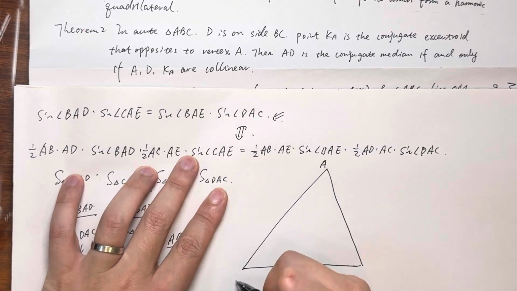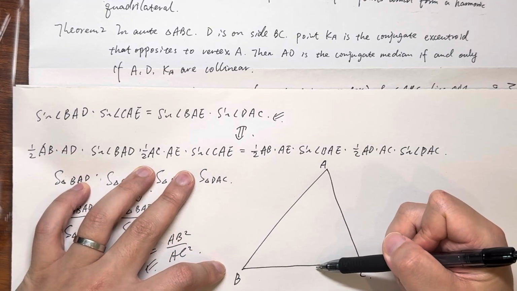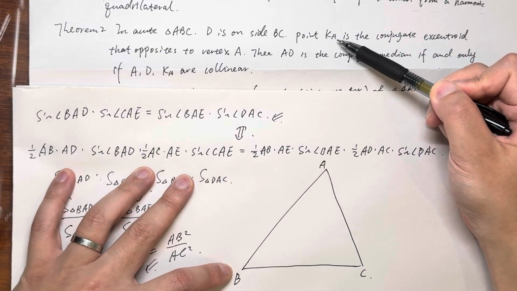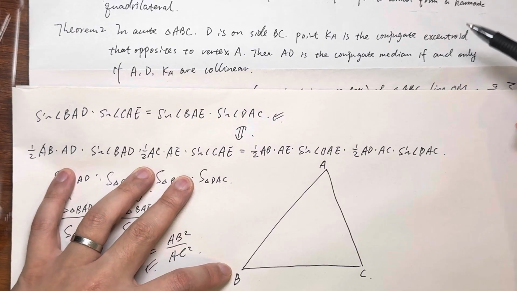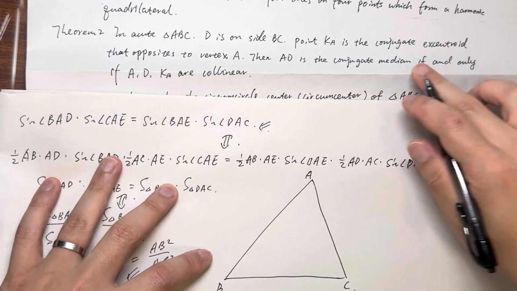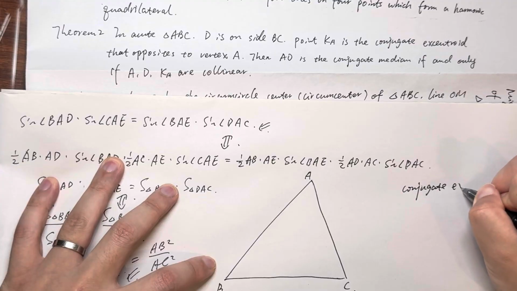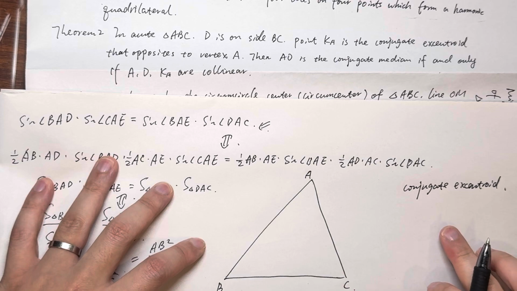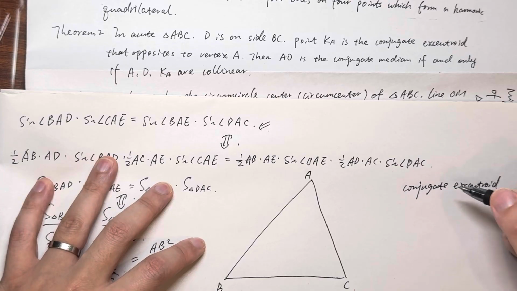We know that ABC is a triangle, right? We know that D is on BC. I'm not going to draw it right now, but think about this one. Point KA is a conjugate accentroid. What is conjugate accentroid again? Conjugate accentroid is a point that meets with two conjugate external medians, right?